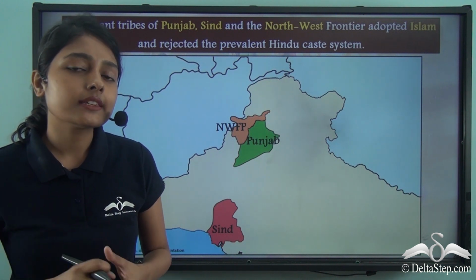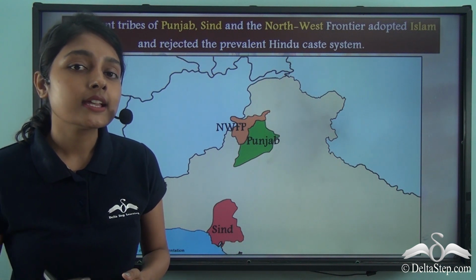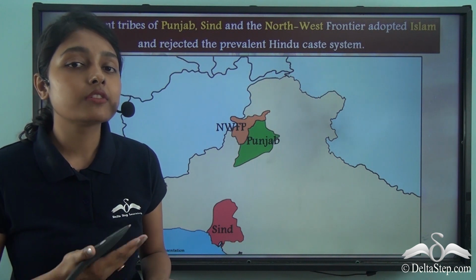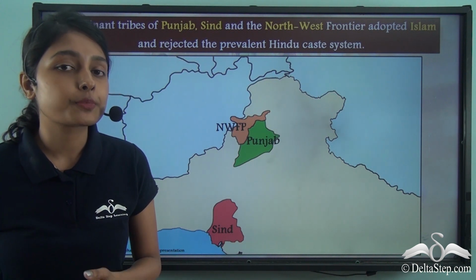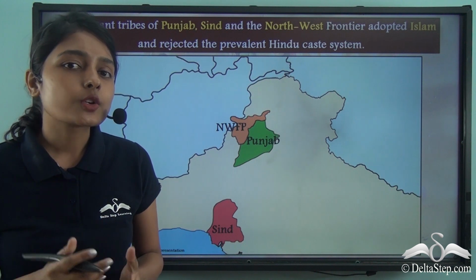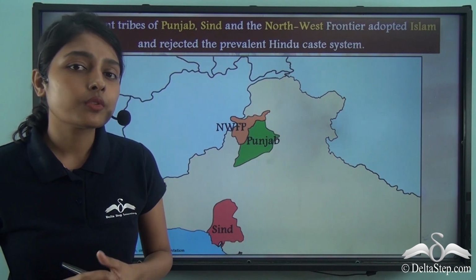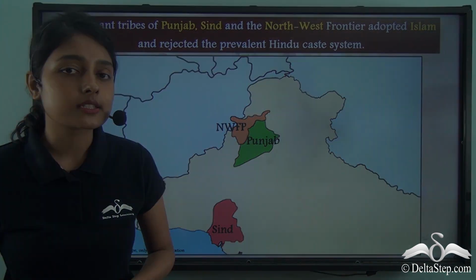And the reason why they did not want to do so was that they did not believe in the rituals and the practices that were prescribed by the Brahmanas. So in this way, they found the Hindu religion very orthodox and dominant.